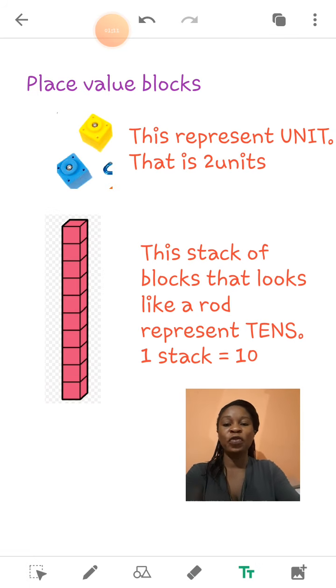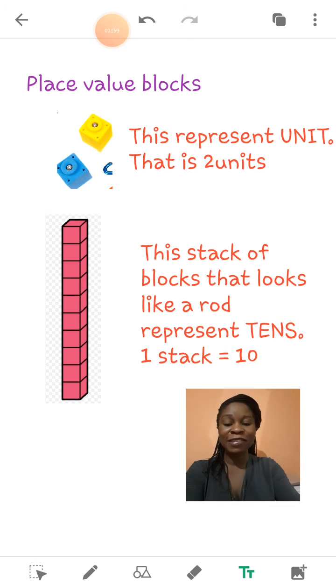The first block is where you see blocks that are scattered. If they are not joined together like a stack, if they are in pieces, separated, they represent units. I counted 2 blocks, 1, 2, which gives us 2 units. A unit is not represented by any 0, just the number, except if there's no figure written for it.